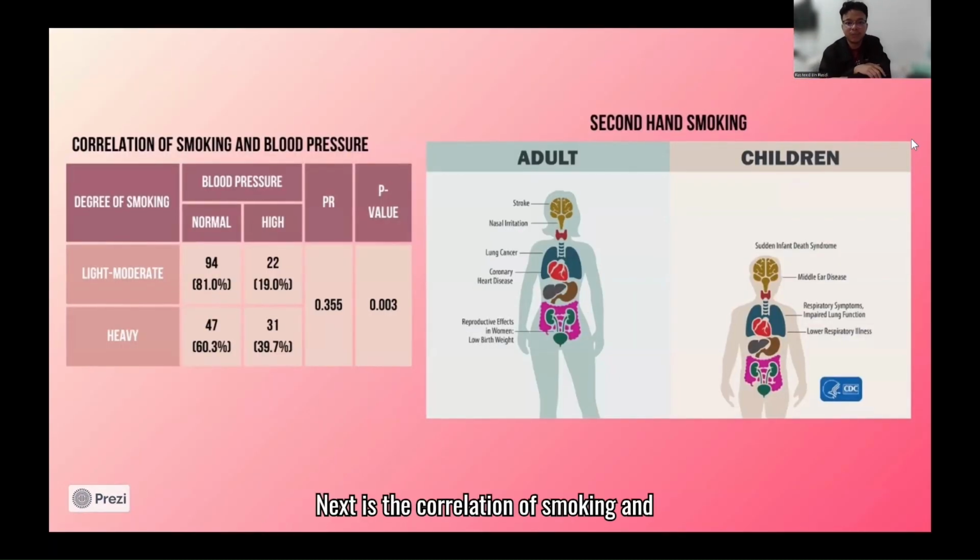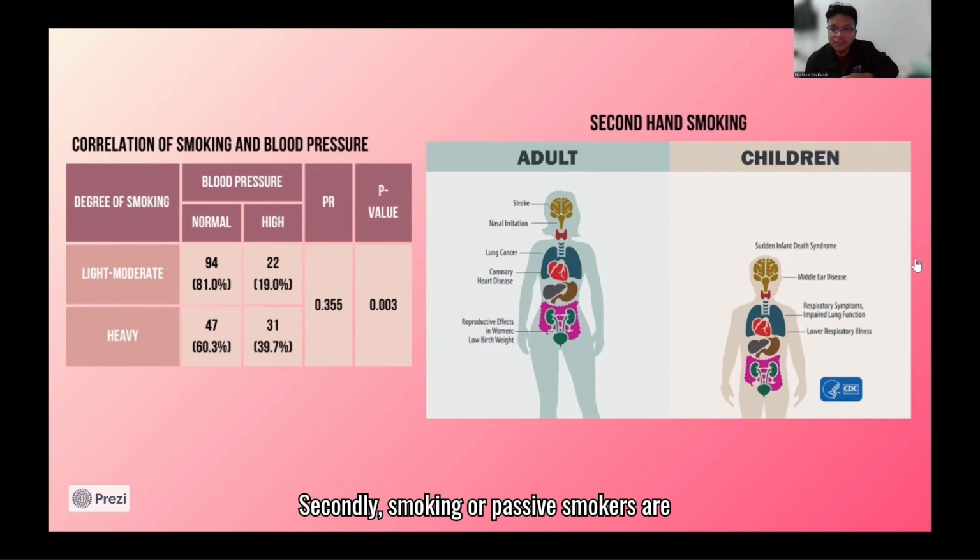Next is the correlation of smoking and blood pressure. The table shows the degree of smoking and the blood pressure. The degree of smoking is divided into two groups, which are light and moderate, and heavy. For the light and moderate group, the normal blood pressure is about 81% when compared to the high blood pressure, which is 90%. Now in the second group, which is heavy smoking, the blood pressure for normal is about 60.3%, while the high blood pressure is at 39.7%. This shows that the degree of smoking can affect the blood pressure.